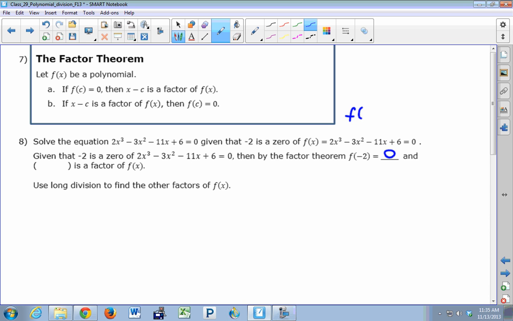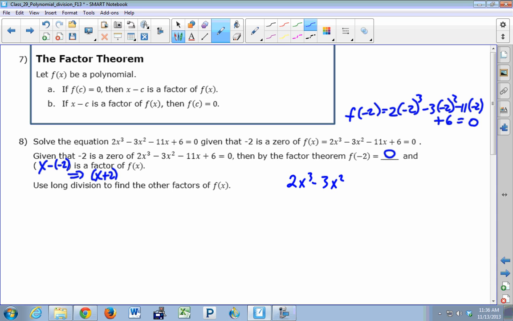So if you plugged f of -2 into this function and you did all of this arithmetic out, you would get 0. Okay? And if -2 is a 0, then what's one of the factors of this? What's one of the factors? X plus 2, because it's x take away a -2, which becomes x plus 2. So once you know one of the factors, you can do long division. You can take this polynomial and divide it by x plus 2 to get your answer. Can anybody tell me something about the answer?